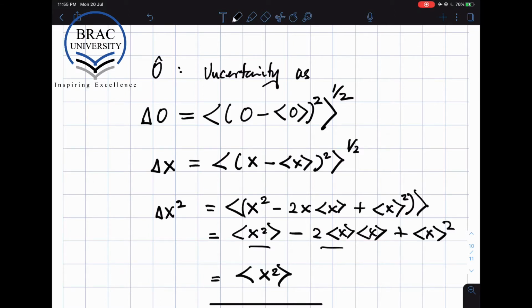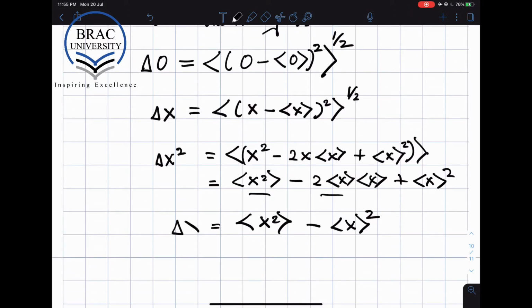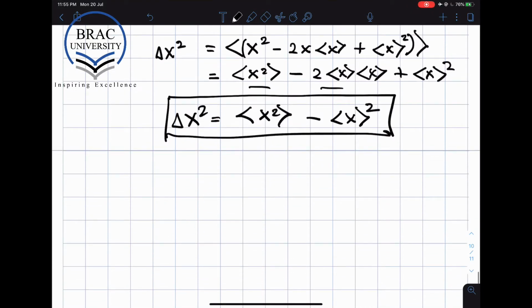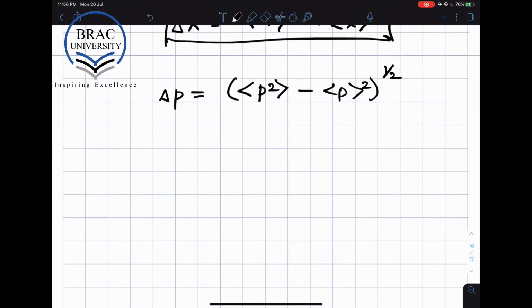The average of x squared minus the square of the average of x. So this is a nice expression that one can derive for the square of the uncertainty. Similarly, the uncertainty in the momentum is going to be given by this thing. So one can compute the uncertainty for a wave function which has the form of a Gaussian.